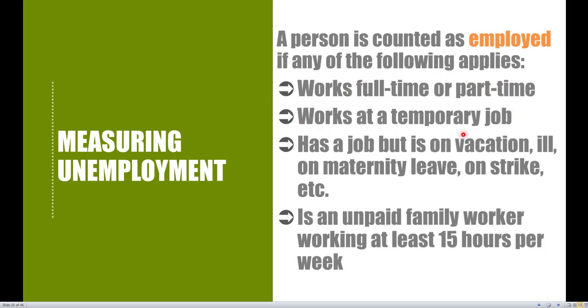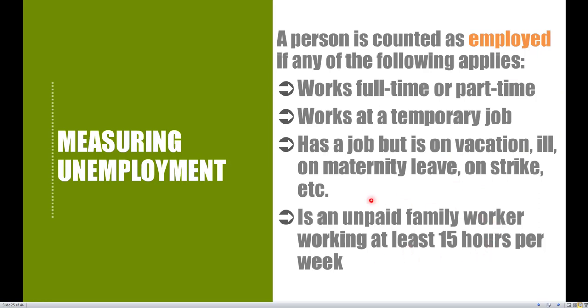If you work at a temporary job, like a seasonal job where you only have the job because it's Christmas time and employers need to hire more people, then you are still counted as employed for that season. If you have a job but you're on vacation, you're ill, on maternity leave, on strike, or for whatever reason can't come into work, you are still counted as employed.